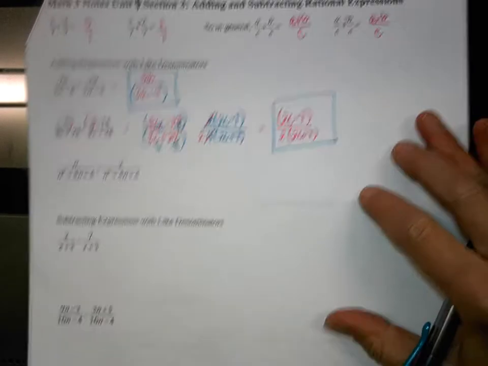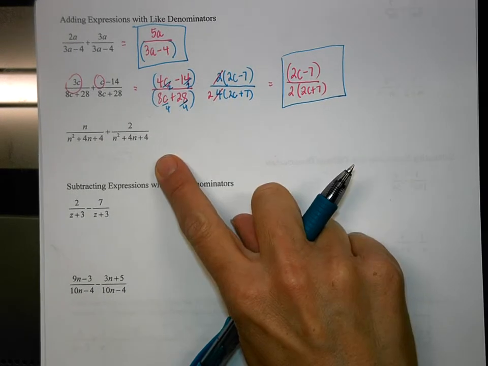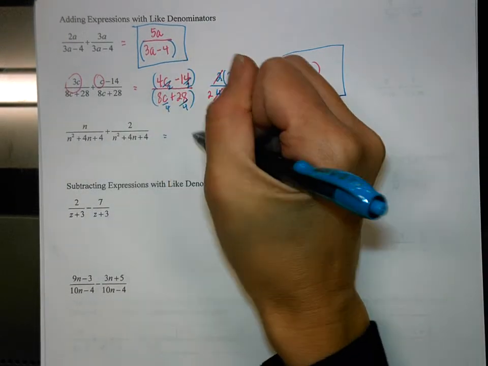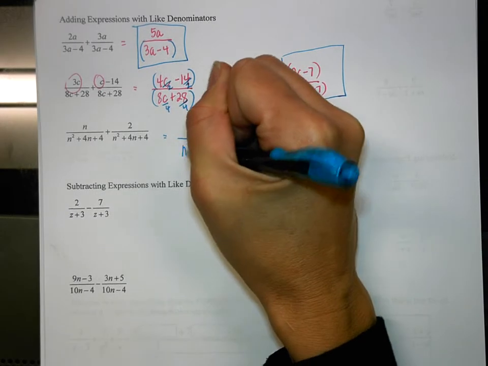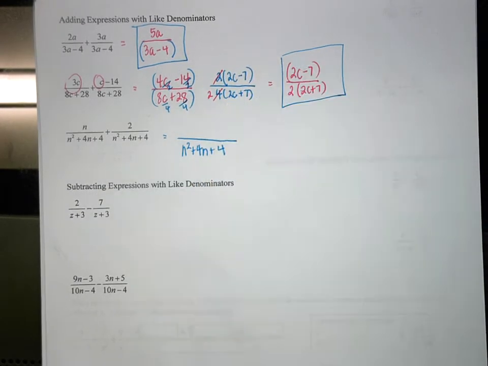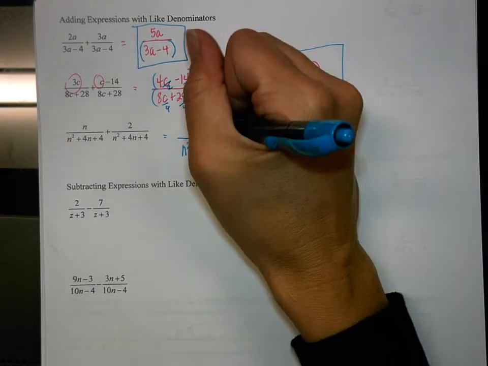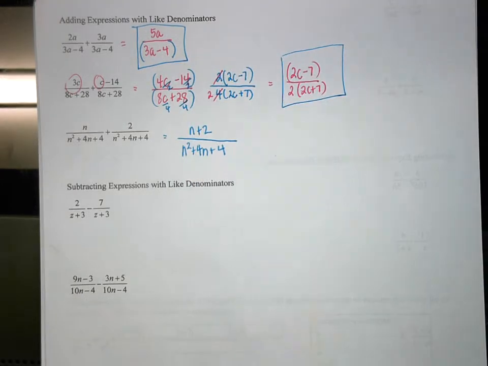Okay, next one. Are my denominators the same? Yes. So we're going to rewrite our denominator because we know we don't change that at all. It's the same. Okay? And then we can add the tops together. Can I add n and 2 together? No. So we just write that as n plus 2.